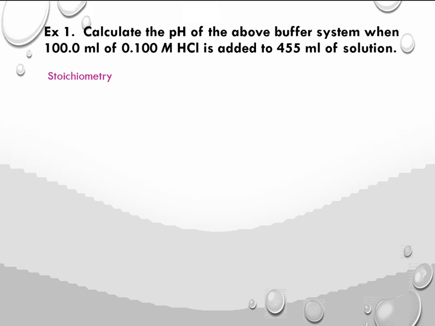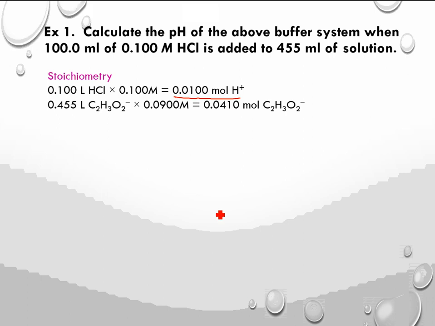We got to do some stoich first. Note that you have 0.1 liter and 0.1 molar, so we find how many moles we have of hydrogen ion being thrown at our buffer. We then take our buffer system, 0.455 liter of the buffer system, times the molarity of our conjugate base of our buffer system, and we get the number of moles of acetate present. The acid is going to interact with our conjugate base.